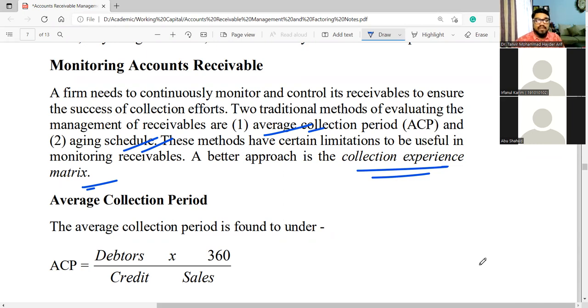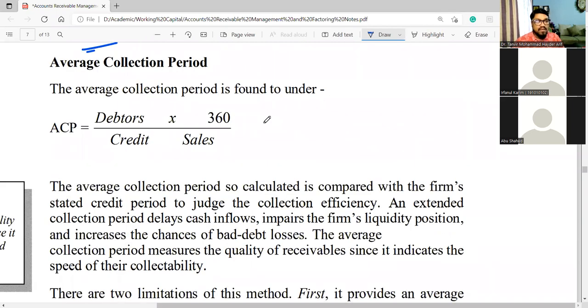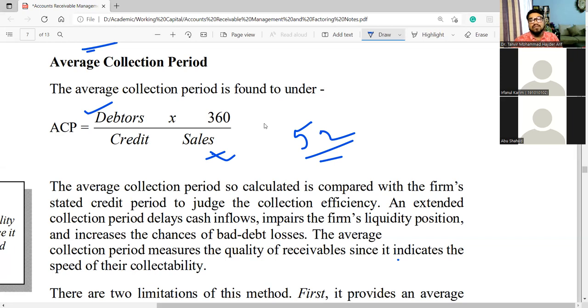And from ratios, you can calculate the average collection period. What's the formula? Average collection period can be calculated as your account receivable, or debtors, into 360 divided by credit sales. The question is why 360? Why not 365? Because 52 weeks equals 1 year and 360 is easy to calculate. It's divisible, and that's why we use 360. Average collection period will give us the days, then we can easily find out how many days we take to get our money back from the credit sales or from account receivables or debtors.